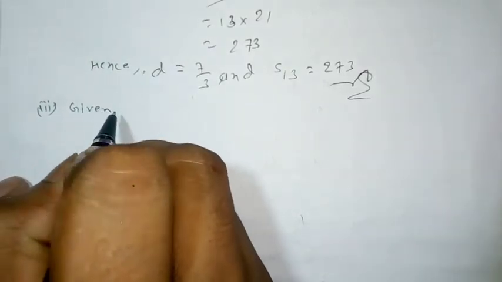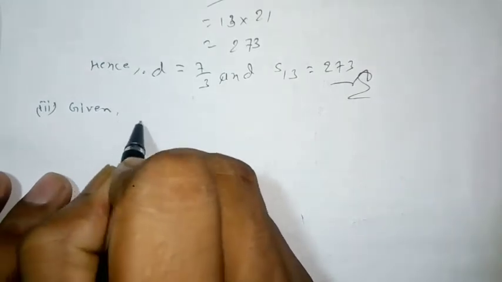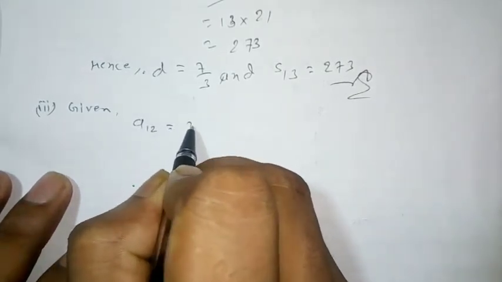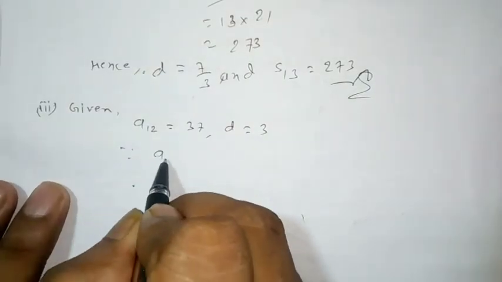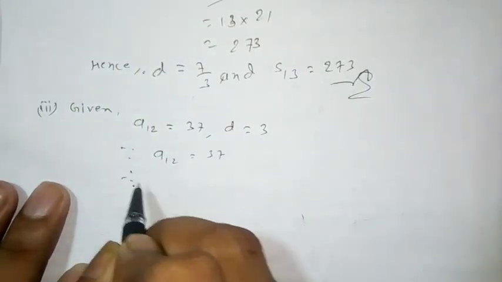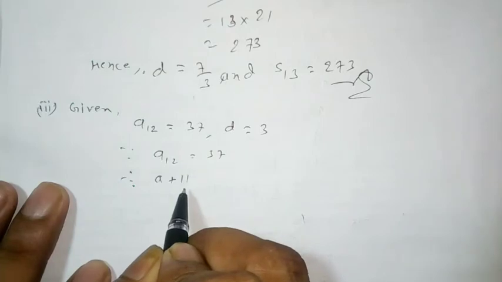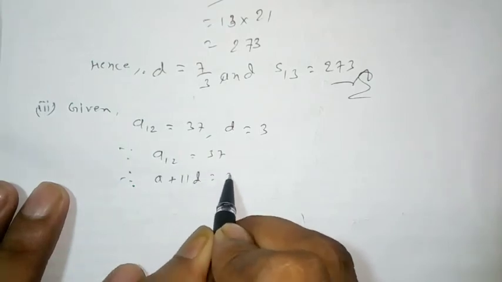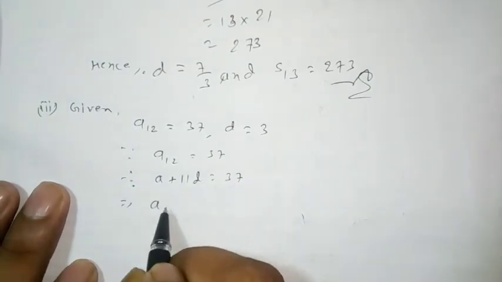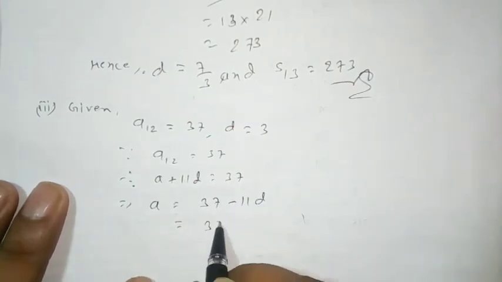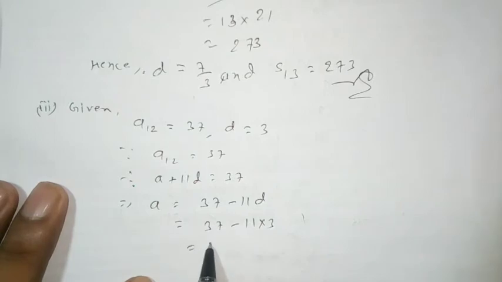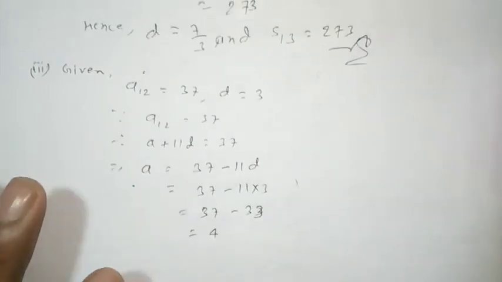Given a12 is equal to 37, d is equal to 3. Because a12 is equal to 37, therefore a plus 11d is equal to 37. Implies a is equal to 37 minus 11d, which is 37 minus 11 into 3, which is 37 minus 33 is equal to 4. So a is equal to 4.